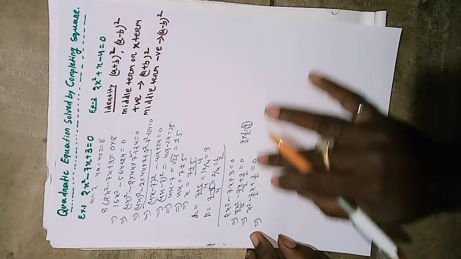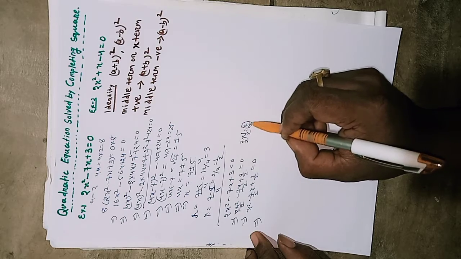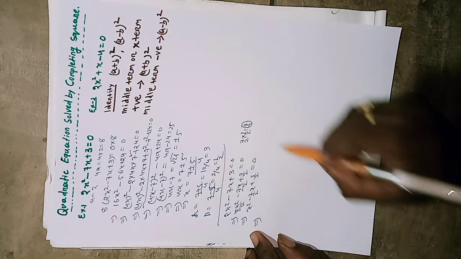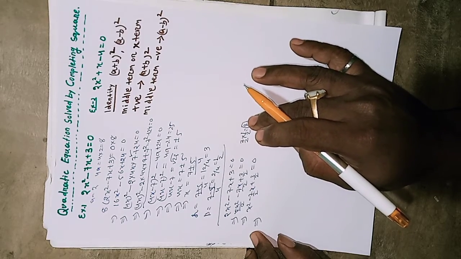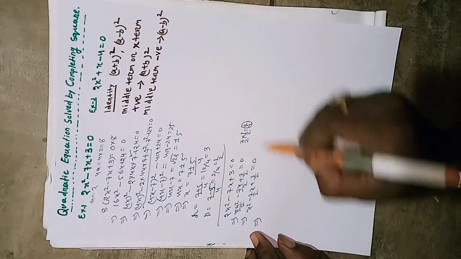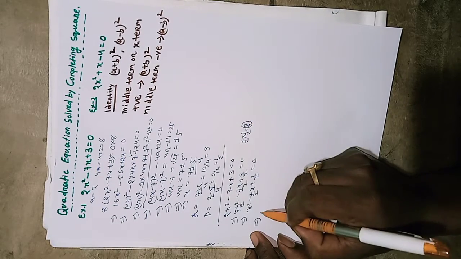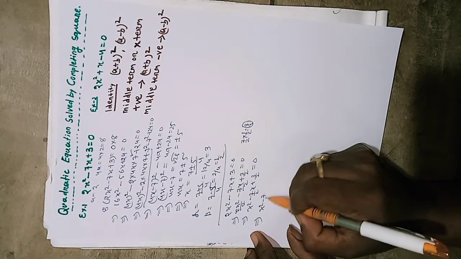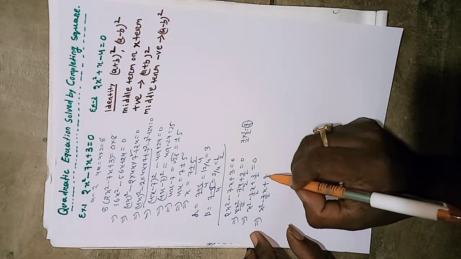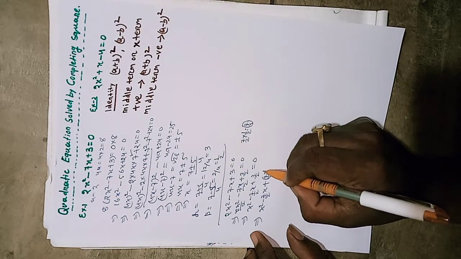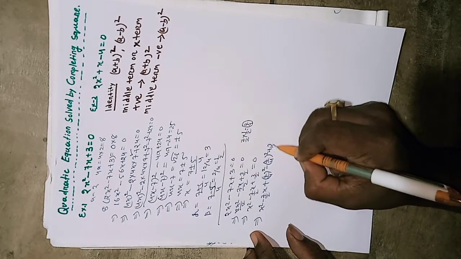Then first find half of the coefficient of x. Then add and subtract the square of half of the coefficient of x. That means add and subtract the square of 7 by 4. x square minus 7 by 2x, add and subtract (7 by 4) square, plus 3 by 2 equal to 0.